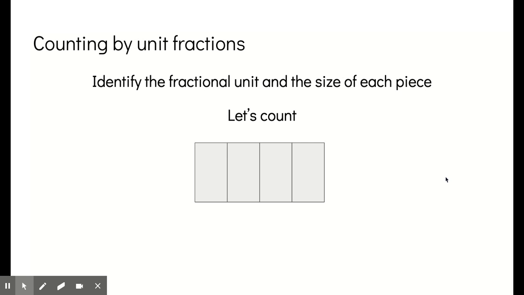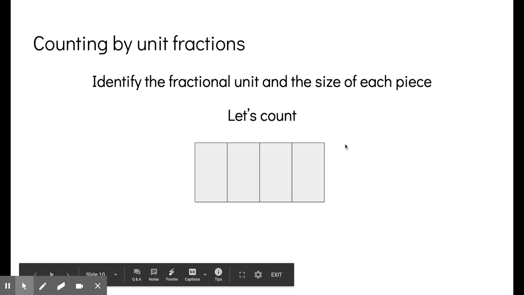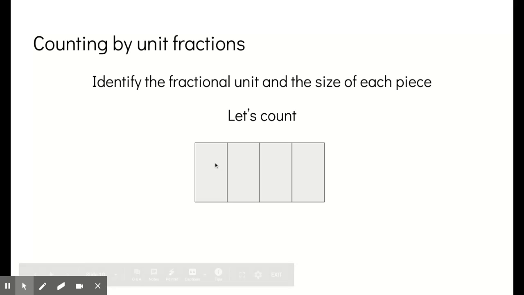Let's count by unit fractions. So let's see here. I need to identify the fractional unit, and then I will count using the size of each piece. So I take a look at this whole, and I ask myself, how many pieces is it partitioned into? 1, 2, 3, 4. 4 pieces means the fractional unit is fourths.